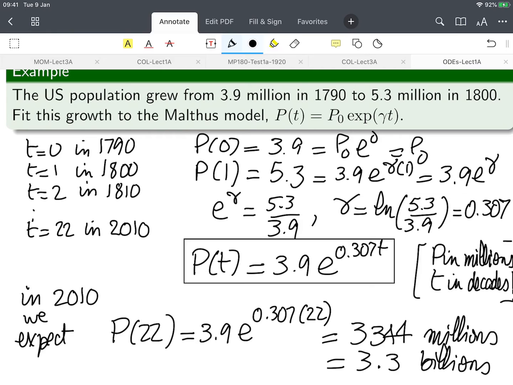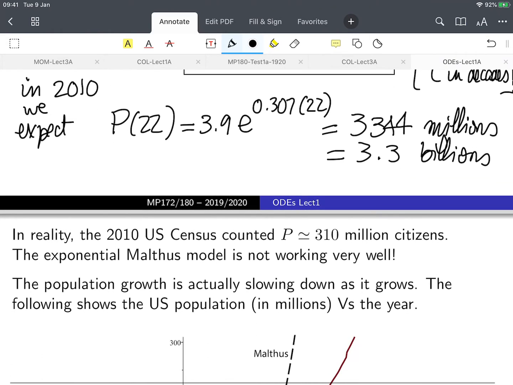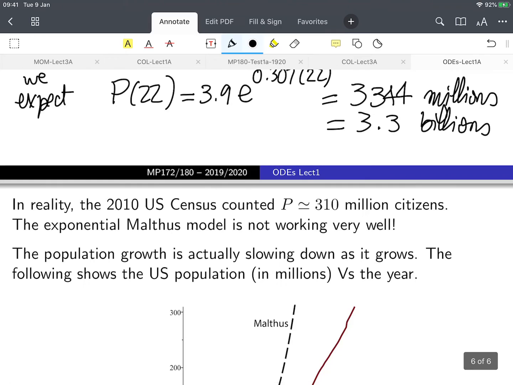Showing the limits of this model. Clearly, something doesn't add up. How much did you get for P of 23 for this year? 4.4 billion. There would still be plenty of room for Americans at that number.